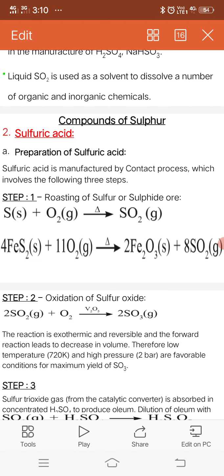Our topic is elements of group 16, 17, 18. That topic is going on. Previously, we learned so many topics of the chapter. Today, we are going to start compounds of sulfur. In that, sulfuric acid. How to prepare sulfuric acid?